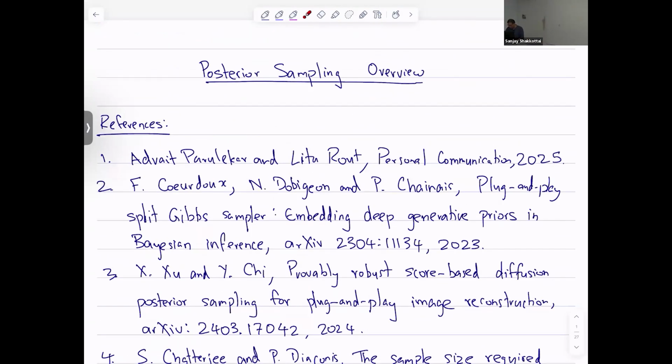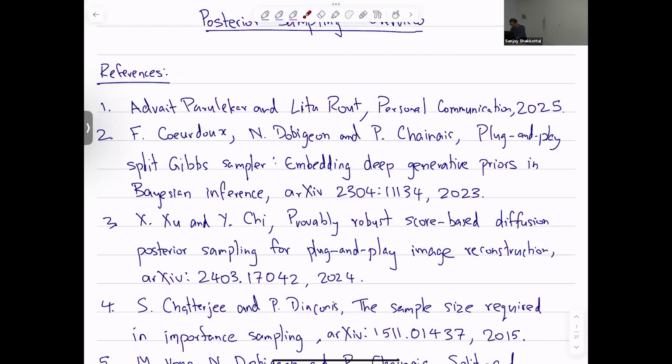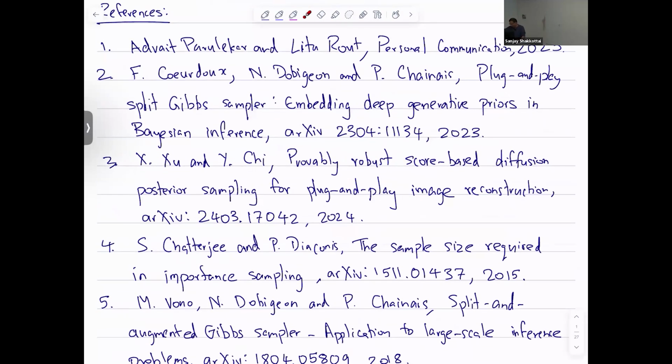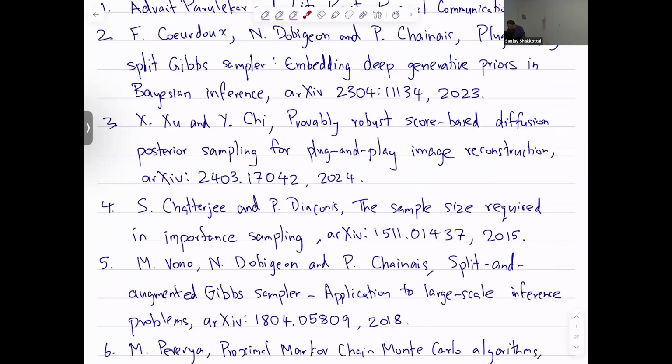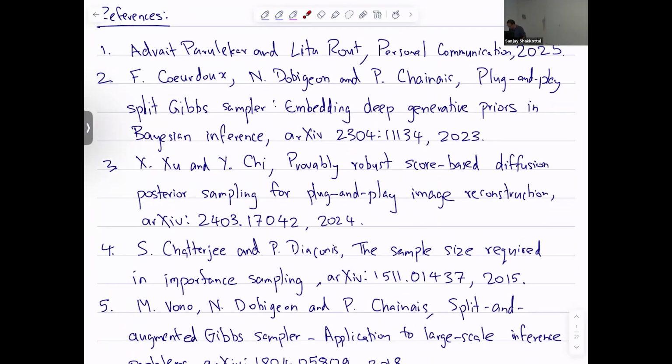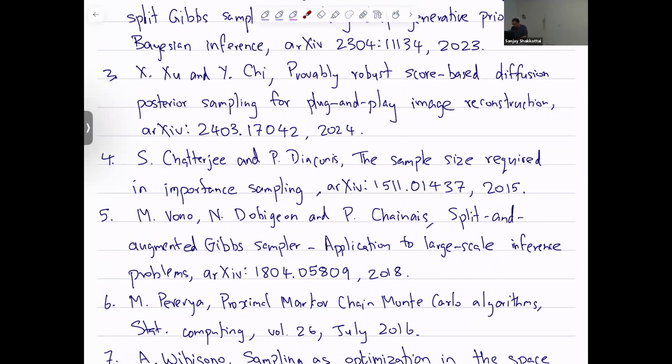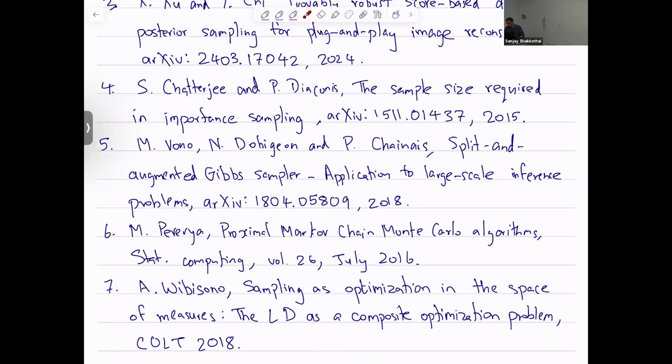This lecture note is long, and I have drawn from various sources, including Advait here and Litu, who helped me a lot with these notes, and a bunch of papers. There are about 15 papers in this set of notes. I'll bring up these papers as and when I talk about various methods. But before I get to any of these methods, I want to start with sampling and optimization.